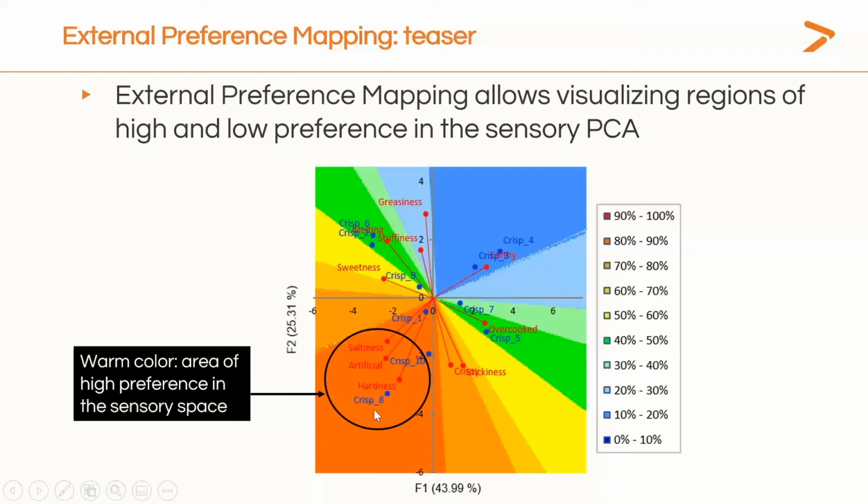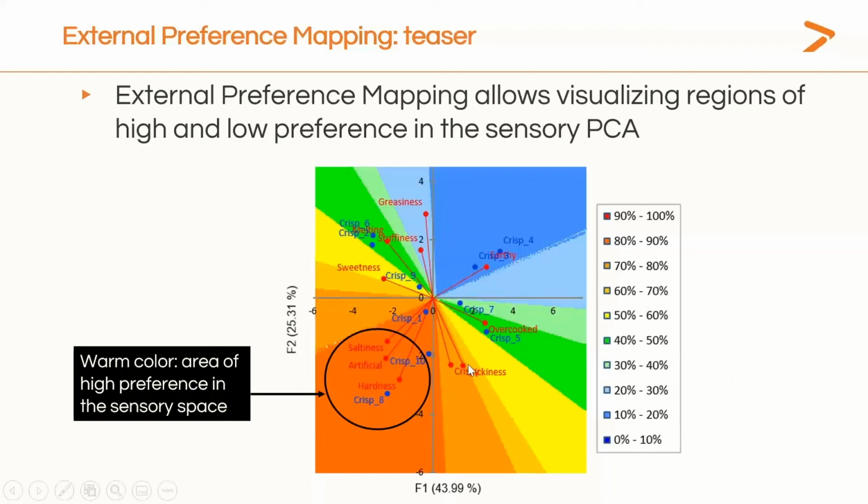Imagine, for instance, you want to create a brand that drives a lot of preference and is very competitive to this brand, crisp number 8. You should be trying to develop something around here. So a brand which has high saltiness, artificial taste and hardness, and low earthy notes. But maybe you can also try to find other regions in this map that could be interesting.